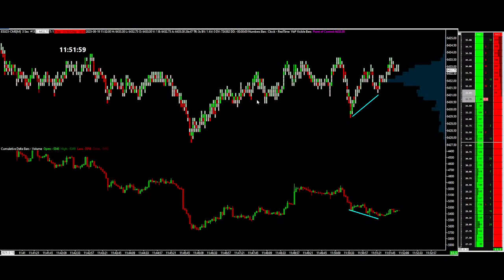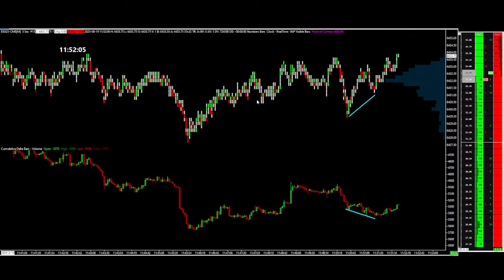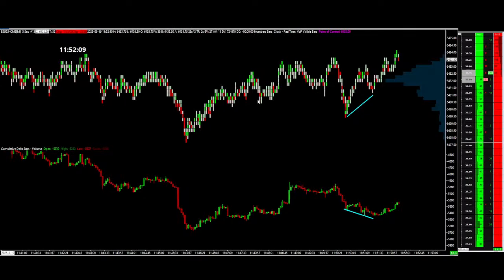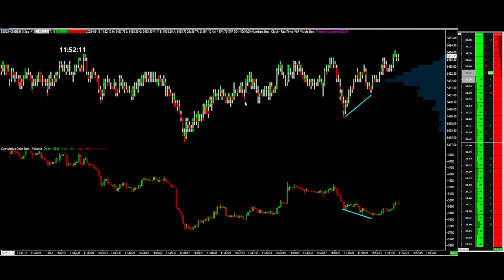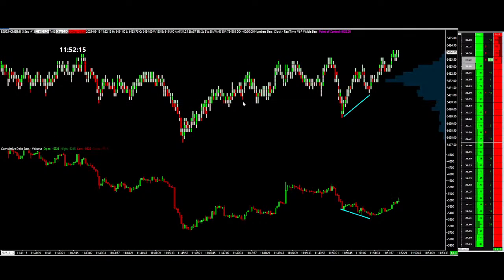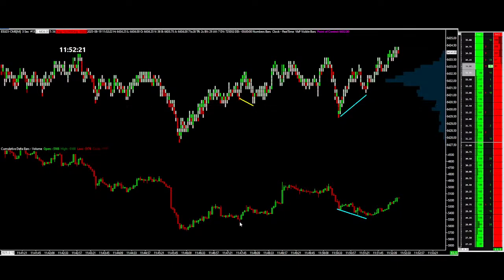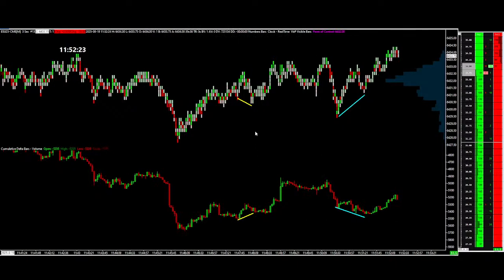So that's not really a good divergence. Where else would there be any more? Let me see if I can spot one. Not really seeing any. There's kind of one here. It's so subtle though. Okay, draw it. But what do you notice about that? It's a closed mouth.